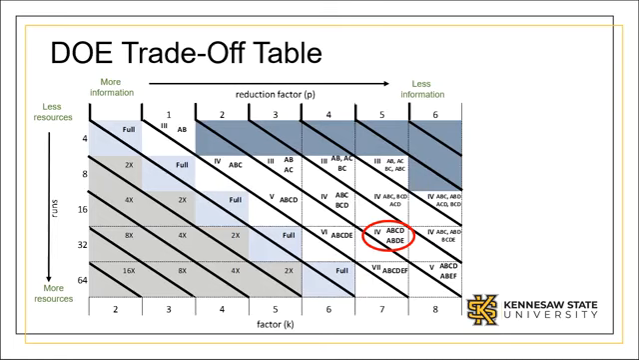Our fingers should meet at the red oval. This tells me that the resolution of my design will be 4. This means that the shortest word in the defining relation will be of length 4. The 2 generators formed from the interaction of factors will be ABCD and ABDE.